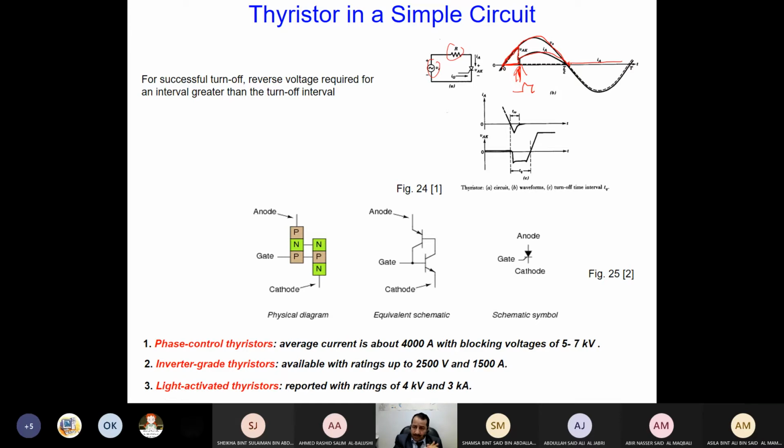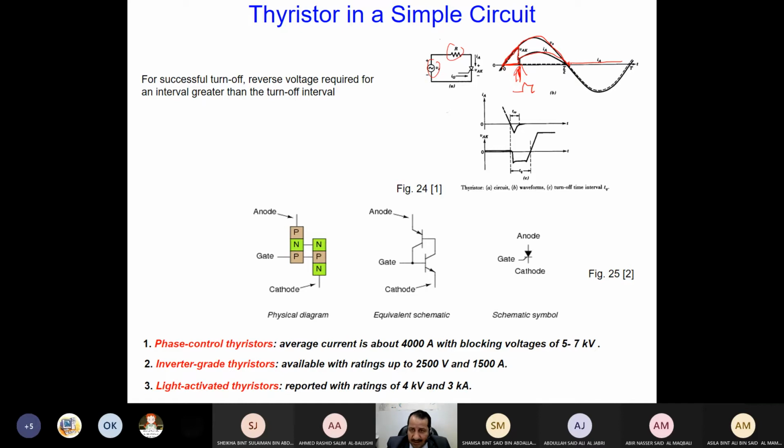The first issue is the voltage: forward voltage is there, there is voltage in the forward direction, plus, okay? There is a pulse coming to the gate. When we have these two conditions, the thyristor will conduct, otherwise it will not conduct. Okay. This is the general.